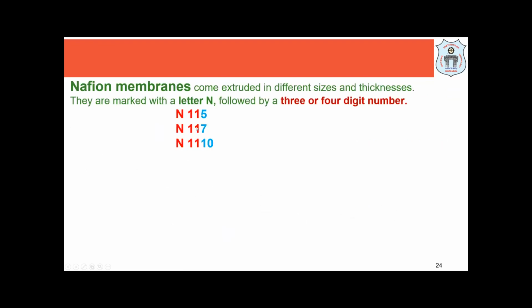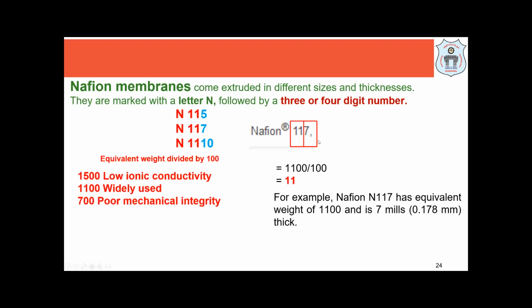That is important. These are some of the widely used Nafion membranes marketed: N115, N117, and N1110. Here the third and fourth digits are there, and the first two digits are there. What does it mean? I showed you the cost of Nafion 117. Here 11 represents something and 7 represents something. 11 represents the equivalent weight, 7 represents the thickness. How? We will see.